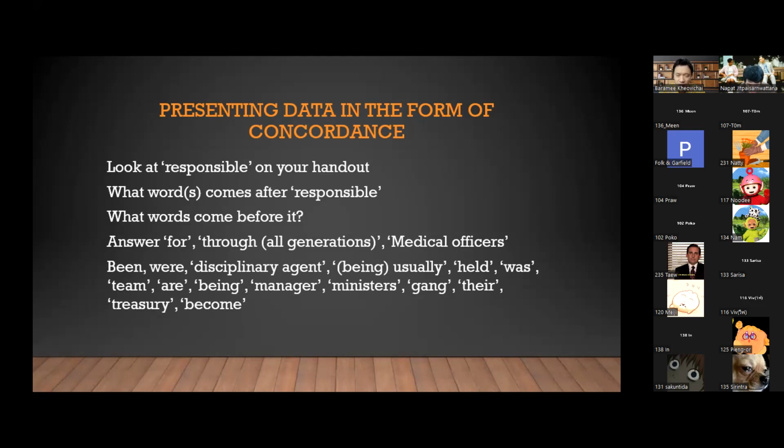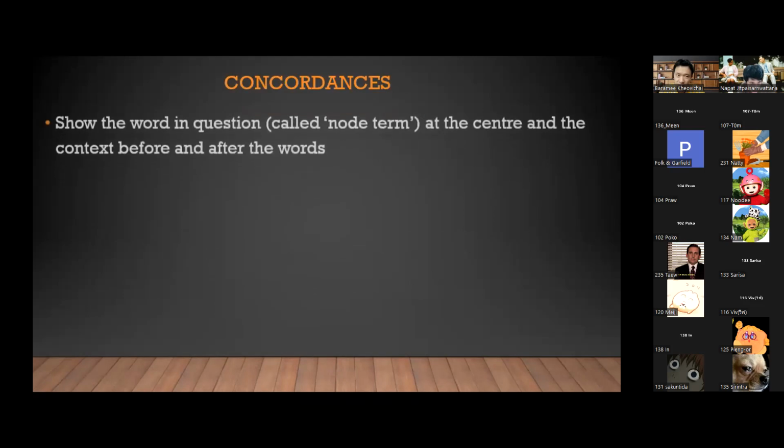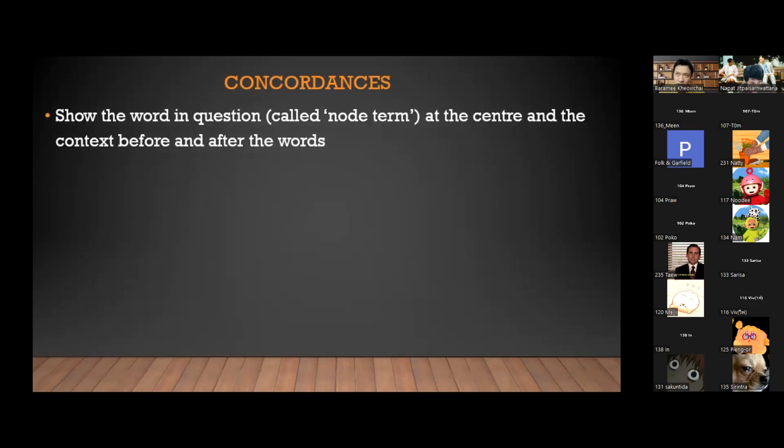So these are the key patterns, the key collocation of responsible. Basically, it tends to have the verb to be in front of it, and then it needs to be followed by the preposition for. That's the main pattern of the adjective responsible.